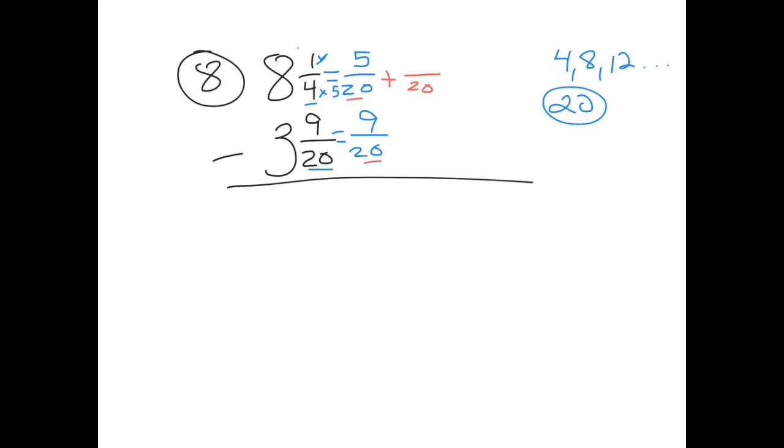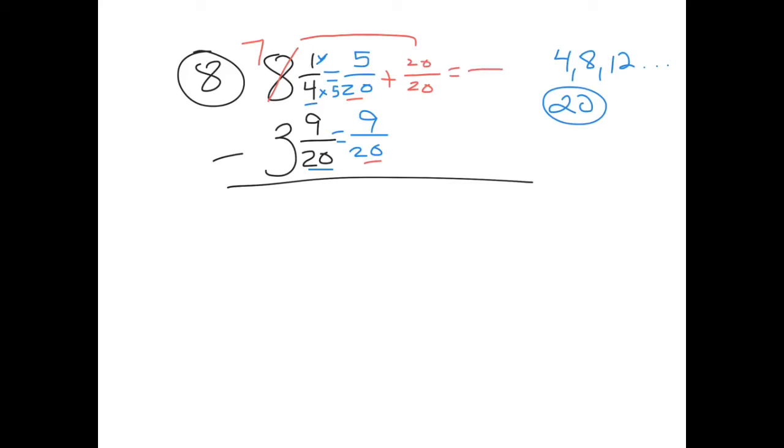Well, I'm going to get it over here. I'm going to take 1 whole from the whole number part of my mixed number, and I'm going to bring it right over here. But I don't need a whole number, I need a fraction. 1 whole equals how many 20ths? Well, it's the whole thing, so it would be 20 20ths.